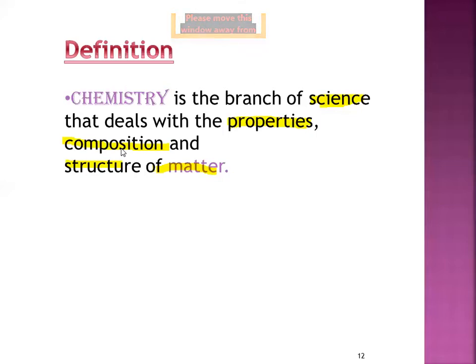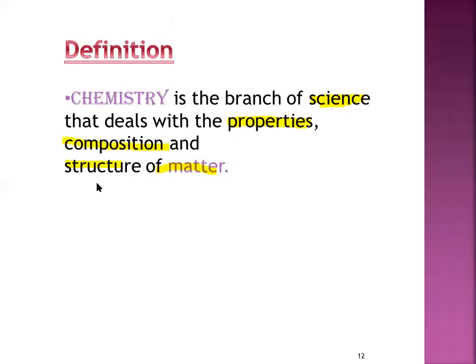Another example is water. Water is made up of two types of elements. One is hydrogen and the second one is oxygen. So this is the composition of water. Water is made up of two hydrogen atoms and one oxygen atom. So composition means what type of atoms and molecules are present in that specific matter. Okay, and the last here is structure.